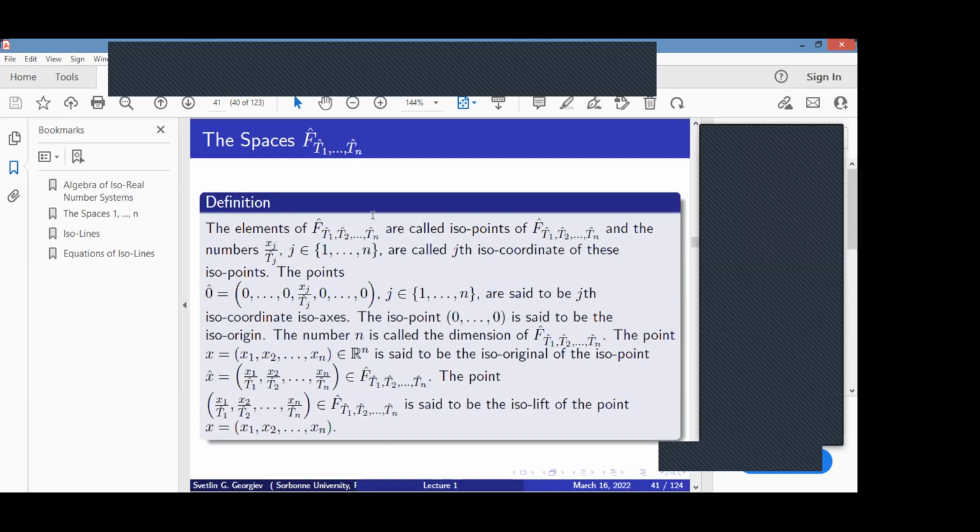The elements of the defined set are called iso points. The numbers xj over hat tj are called the jth iso coordinate of these iso points. A point where all elements are equal to 0, but only one xj over hat tj is different than 0, is said to be the jth iso coordinate iso axis. The iso point 0, 0, 0 is said to be the iso origin. It coincides with the classical origin. The number n is called the dimension of the defined set. This point x is said to be the iso original of the iso point defined in this way, and the iso point is said to be the iso lift of this real point given in this way.